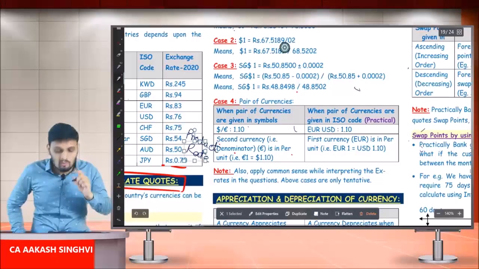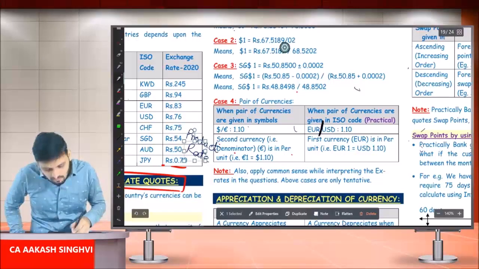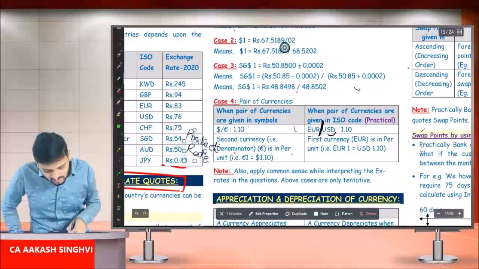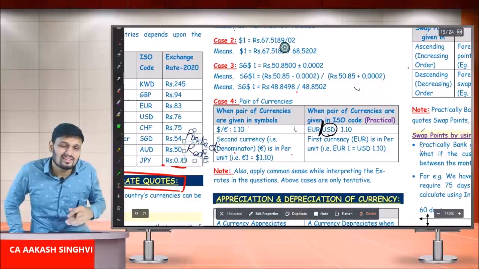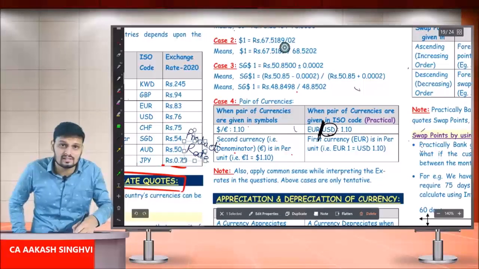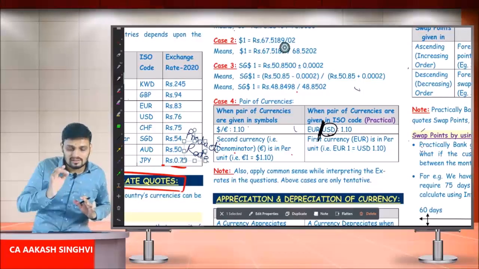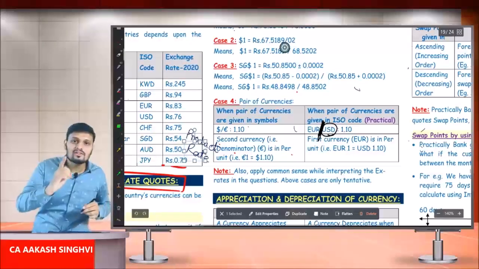I just want to clarify one more thing. If in ISO code they have given you this bar, they have given you a slash, it means that this will become the rate of USD only. In those cases, if they have given you a slash, use your common sense. That is the shortcut. But I cannot tell you 100% that will work. The only thing which will work is your common sense.